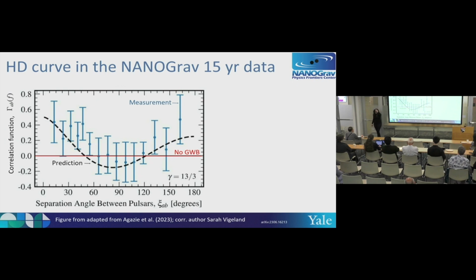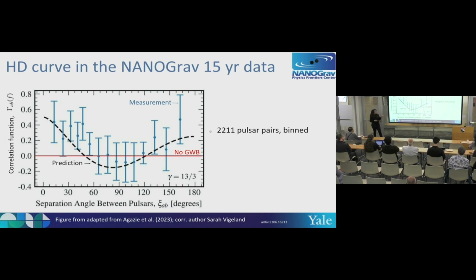And for those of you who aren't used to thinking in sigmas, this is a false alarm probability of something like 3 times 10 to the minus 3. Or what that means is that if I had 1,000 universes, in 3 of them, I would just randomly get a Hellings and Downs curve. 5 sigma is really the standard for saying detection, and we think that we'll get there by combining more and more pulsar data sets with our colleagues, like in Australia and in Europe.